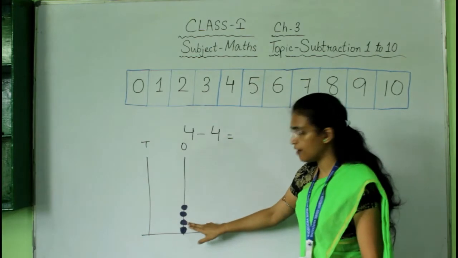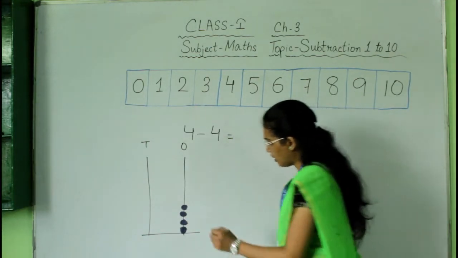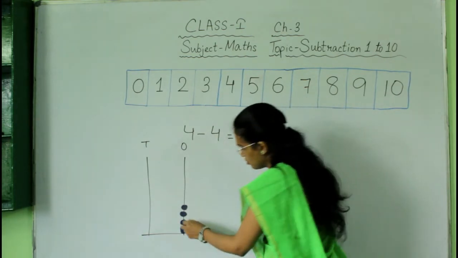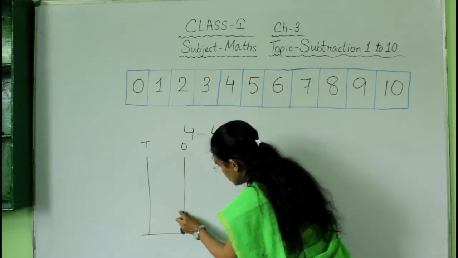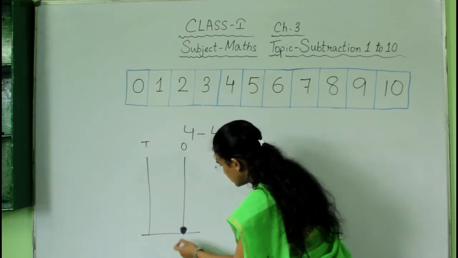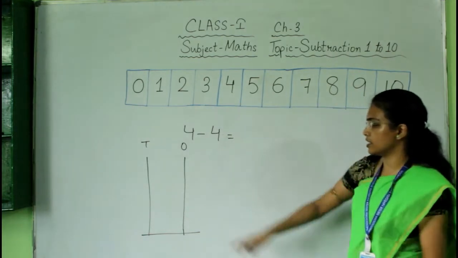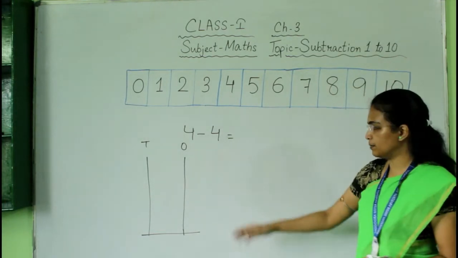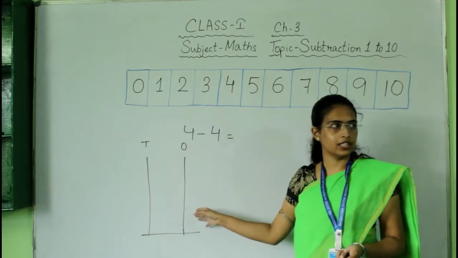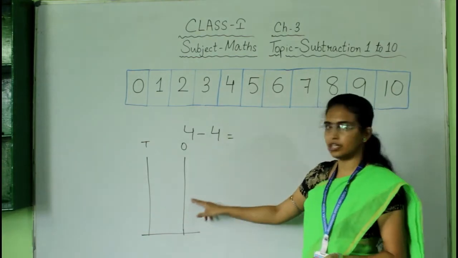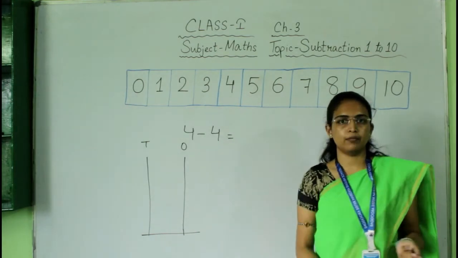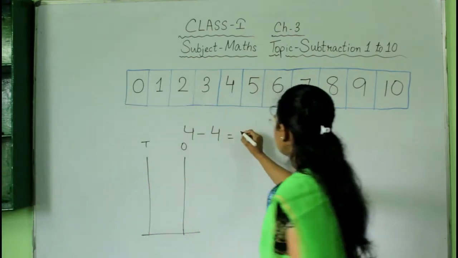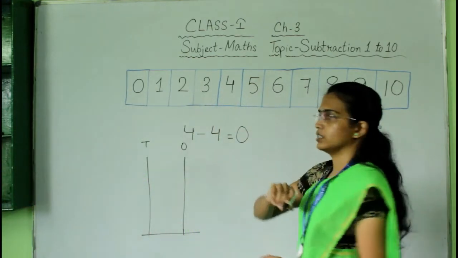So how many balls we have? We have 4 balls. Now I will take 4 balls because we have to subtract 4. So I am taking 4 balls. 1, 2, 3, 4. So how many balls left? No balls. That means 0 balls, right? We have nothing here in this stick. So that means 0 balls. So 4 minus 4 equals to 0.